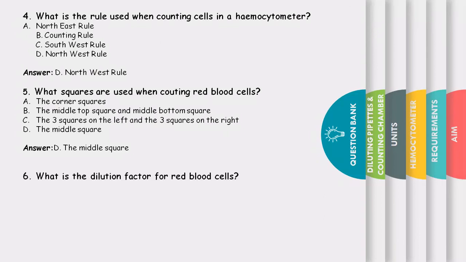Next question. What is the dilution factor for red blood cells? Option A is 1:300, B is 1:200, C is 1:100, and D is none. And the answer is B, 1:200.